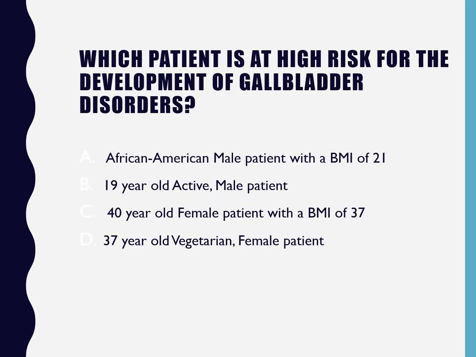Which patient is at high risk for the development of gallbladder disorders? All right, the correct answer is C, the 40-year-old female patient with a BMI of 37. Correct. Keep in mind the 4 F's: female, fat, 40, and fertile, which means pregnant.